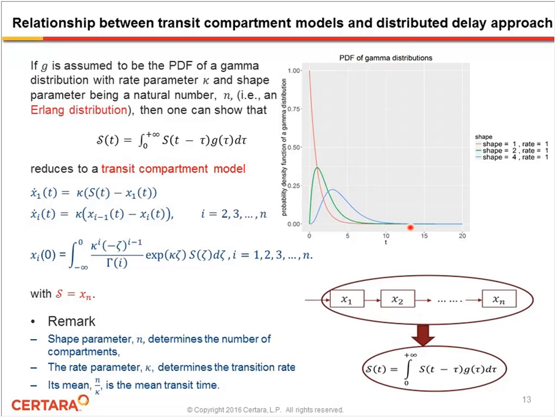Now here I just want to give you a visualization of the gamma distribution. Here I plot the PDF of the gamma distribution with the same rate parameter value, but with different shape parameter values. This red curve is obtained for shape equal to 1. In this case, it is just the exponential distribution. This green curve is obtained for shape equal to 2, and this blue curve is obtained for shape equal to 4. You see that with the same rate parameter, the larger the shape, the larger the variance.